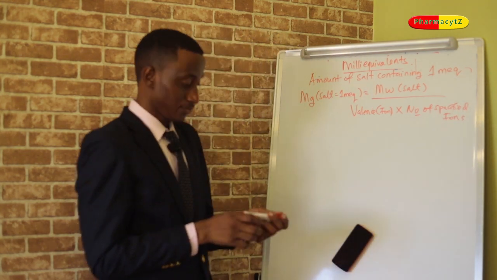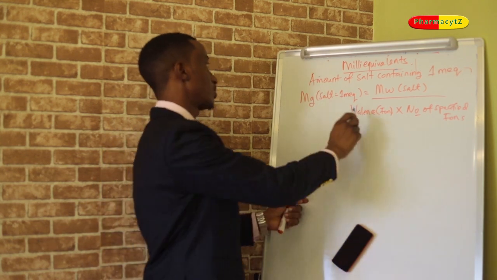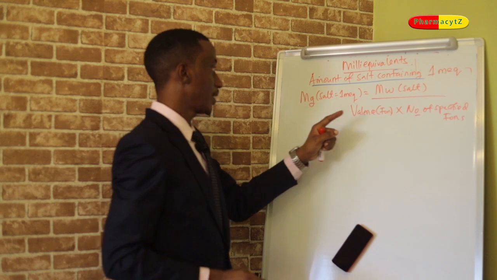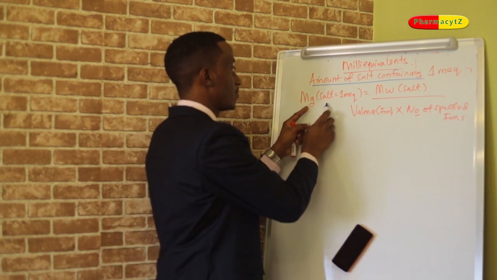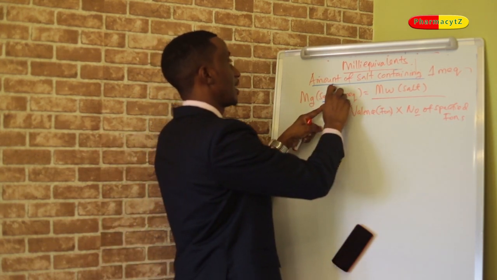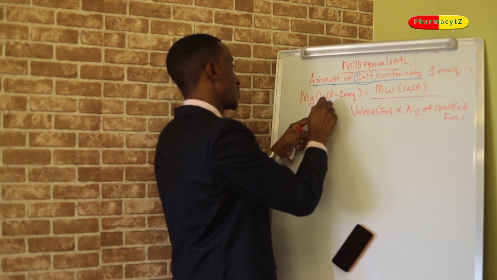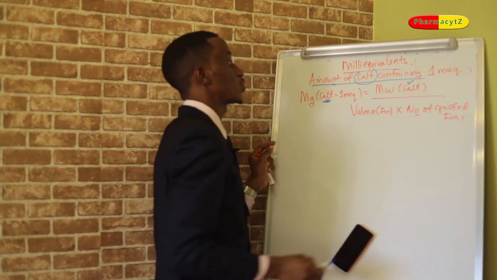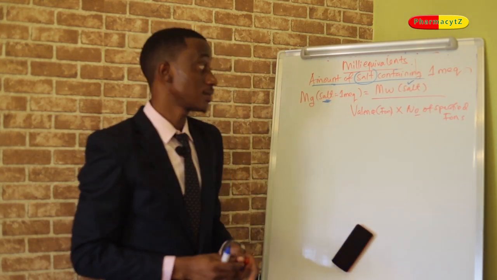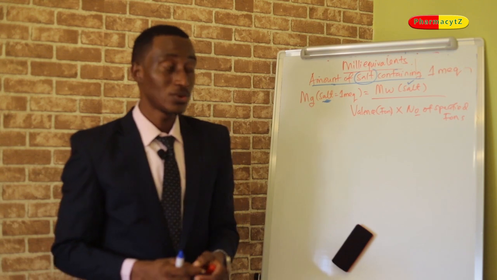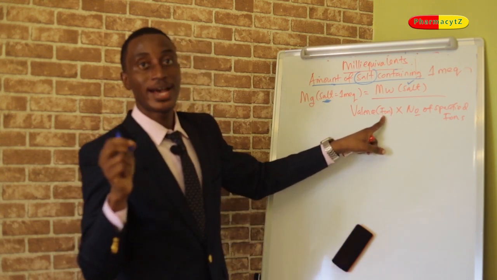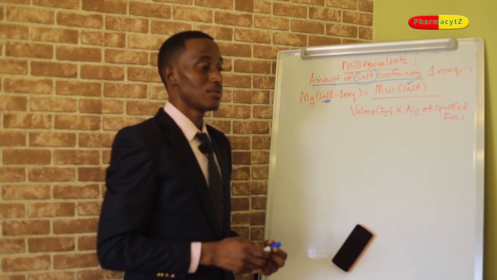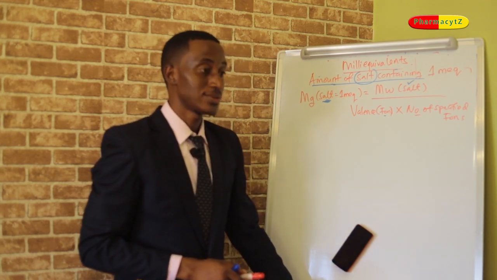Let me repeat this. If you have been told to find the amount of salt containing 1 MEQ, the formula is milligrams of salt, because we are looking at the amount of the whole salt, so the formula should contain salt. The molecular weight to be used is for the whole salt. But the valence to be considered is that of a specified ion, so consider the specified ion times the number of specified ions. Let's check an example here.